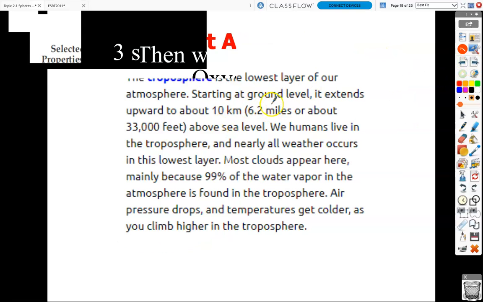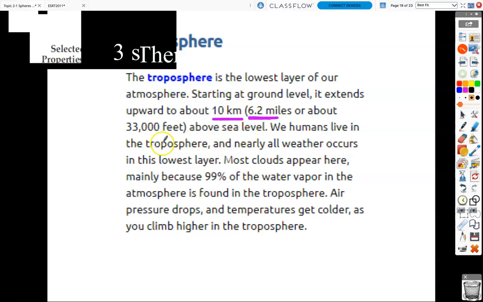This just talks about the different layers of the atmosphere, so I'll read these over quickly. And I kind of touched on some of this. The troposphere, again, is our lowest layer of the atmosphere. It goes up about 10 kilometers, 6.2 miles, or 33,000 feet. Humans live in the troposphere. All weather occurs in the troposphere. Most of your clouds appear here because 99% of water vapor is in the troposphere, which we went over a little while ago. Air pressure goes down, and temperature gets colder as you go higher into the troposphere.